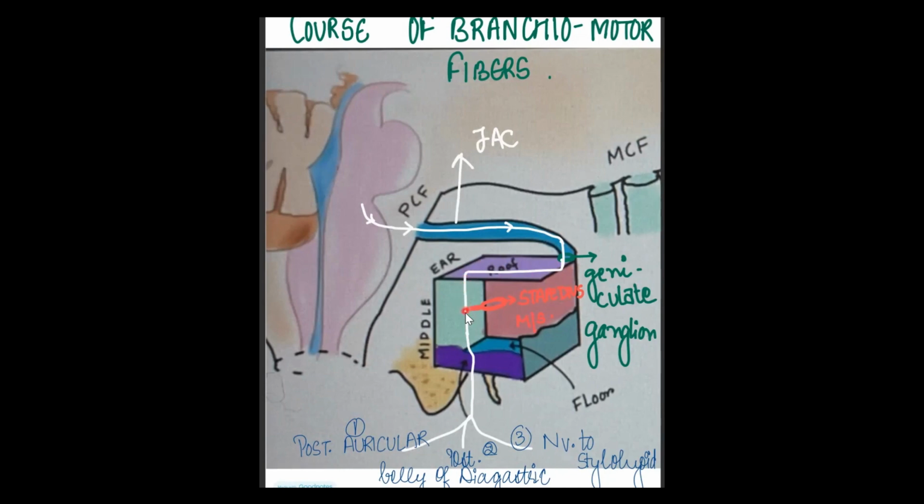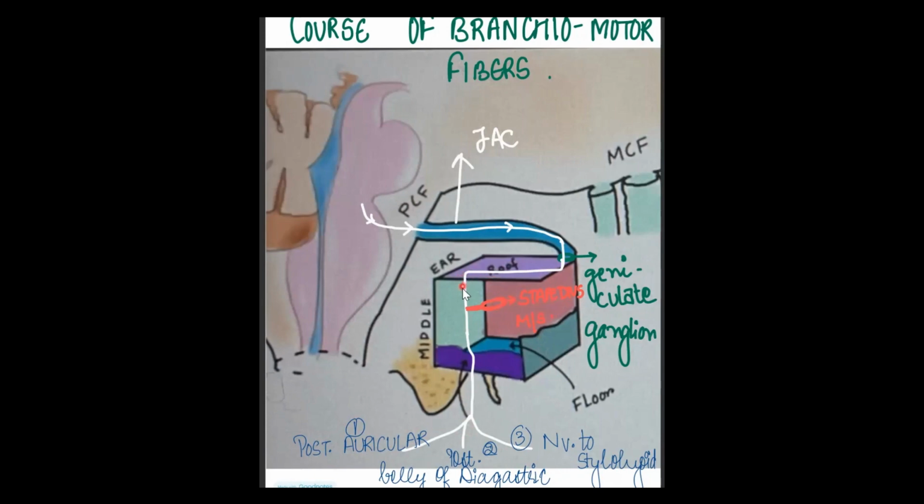Then, while entering the posterior wall of the middle ear, it exits through the stylomastoid foramen. While exiting, it gives off three branches posteriorly. Also, here you can see that there is a stapedius muscle.